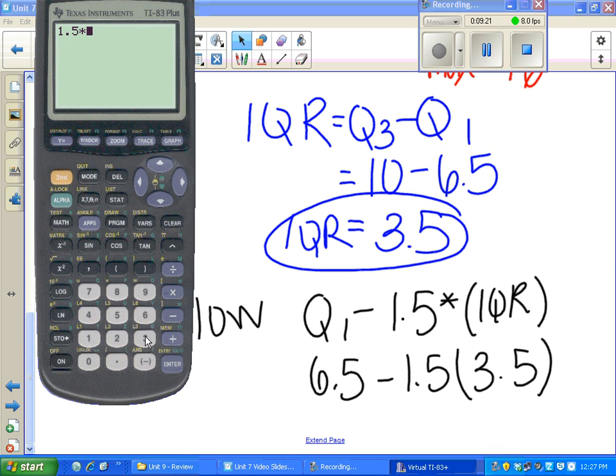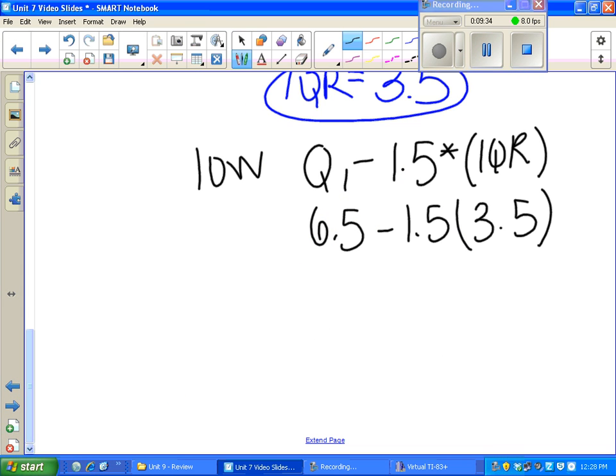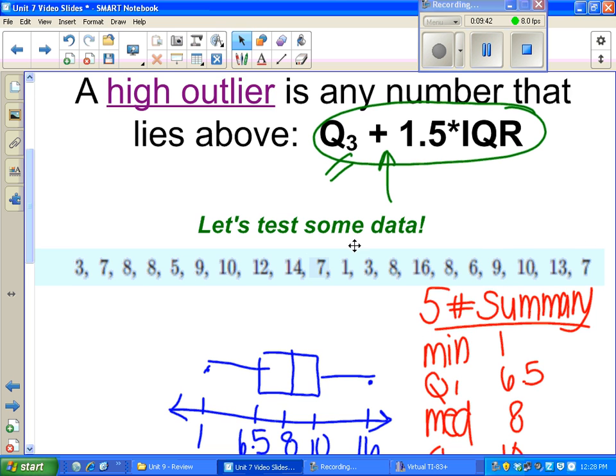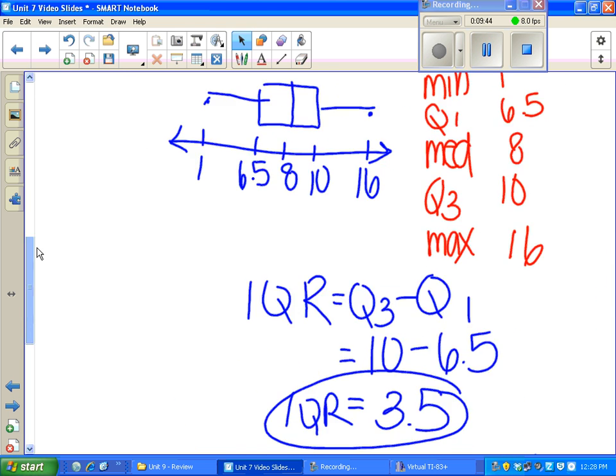1.5 times 3.5. Good. And then I'll do 6.5 minus what I got in that product, and I end up with 1.25. Now, that's not your final answer, remember. What you need to check now is, did any of your data fall below 1.25? If it did, that's a low outlier. And look, it did. We have a 1. So we do have a low outlier.